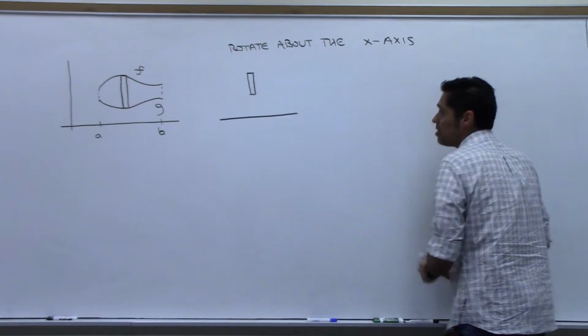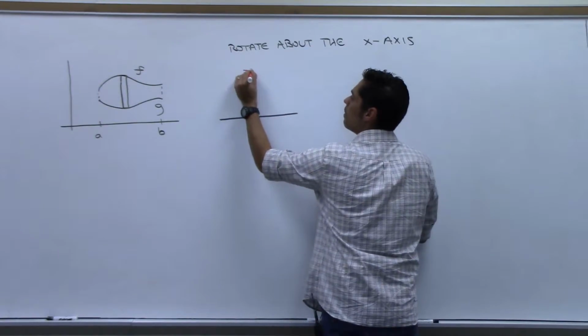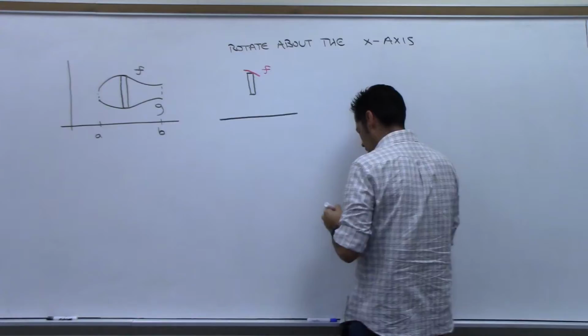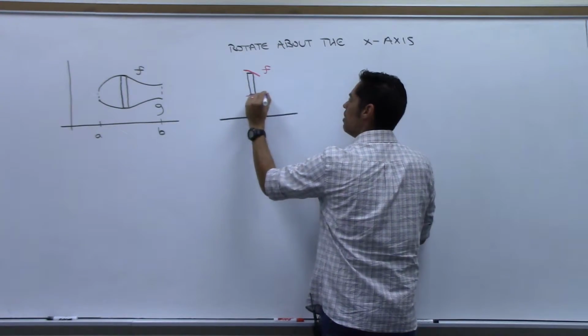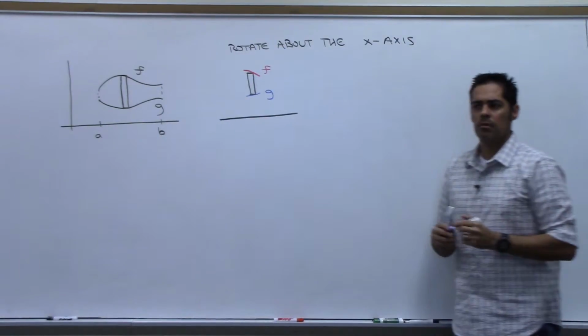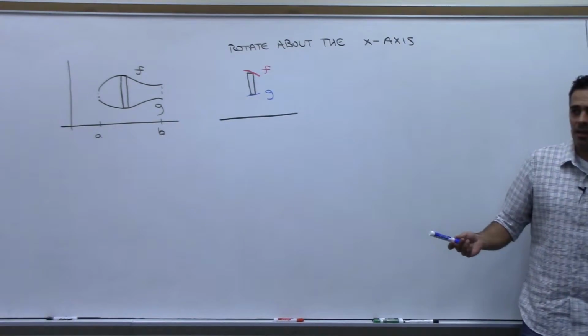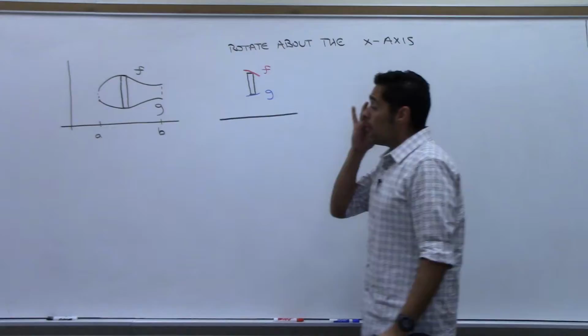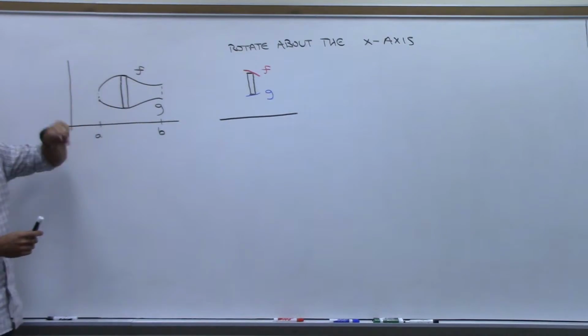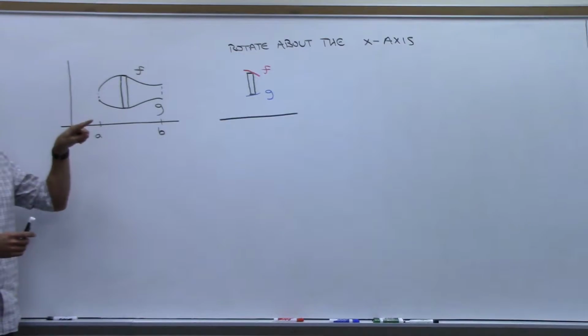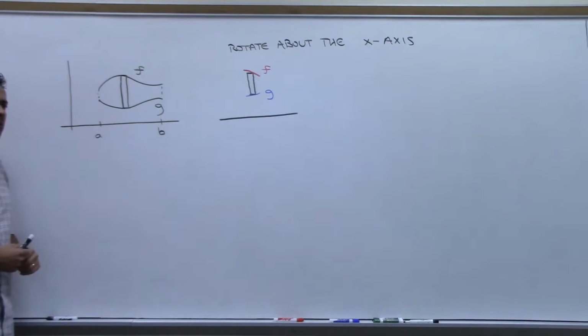On the top of that rectangle is the f function. On the bottom of that rectangle is the g function. Nothing new from last class yet, right? If I take this one little piece and rotate it around the x-axis, what object would I get? A washer, wouldn't I?